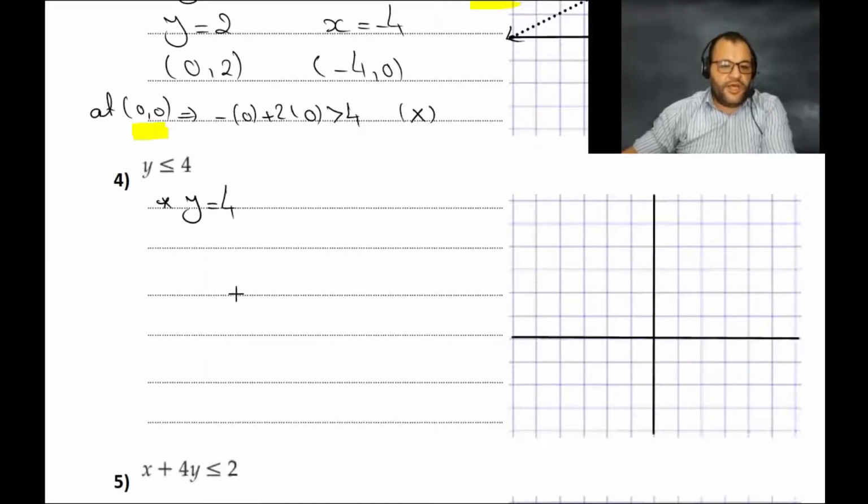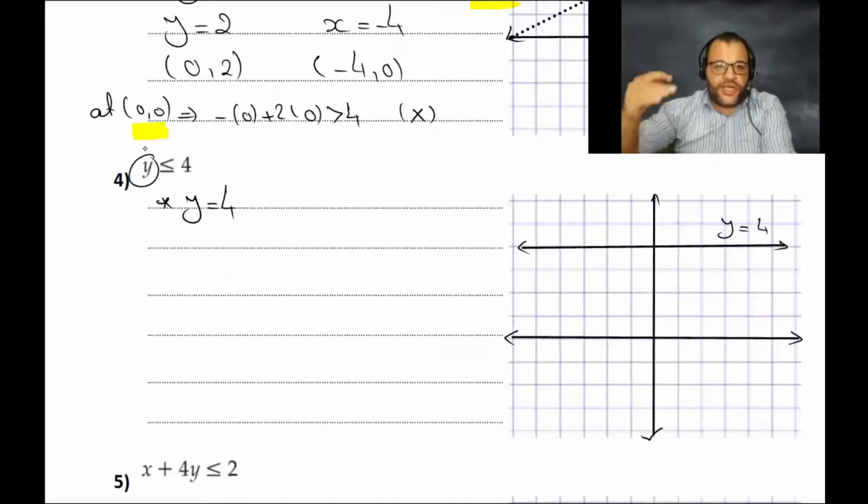So now, because we have here greater than or equal, or smaller than or equal, it will be a solid line, not a dashed line. 1, 2, 3, 4. So from 4, I will grab the line here. This one will be y equals 4. That's the line for y equals 4. And because it's a smaller than, it means we will shade down.